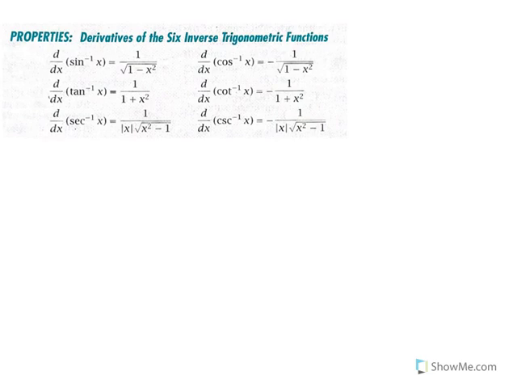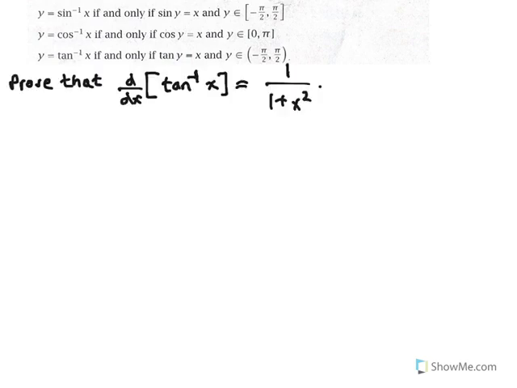So we'd like to prove that the derivative of the inverse tangent function is equal to 1 over 1 plus x squared. So how do we do that? To prove that, we have to begin with the definition of the inverse tangent function. So we start by writing y is equal to the inverse tangent of x, and our objective is to find the derivative, or y prime.